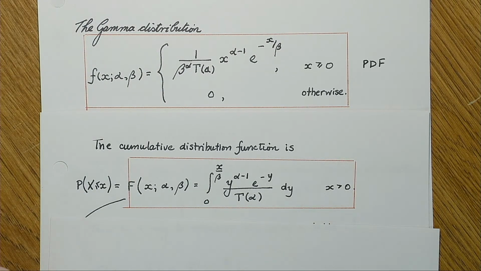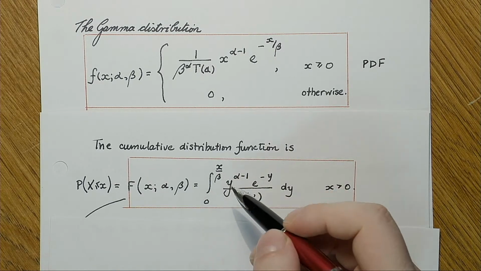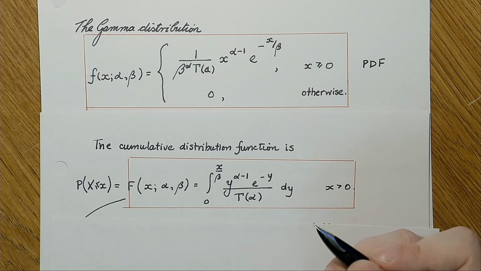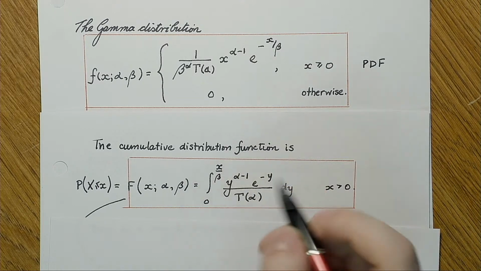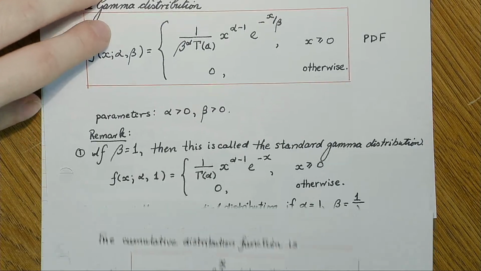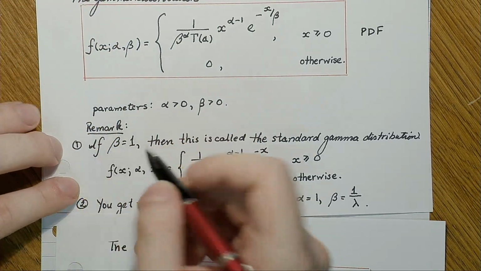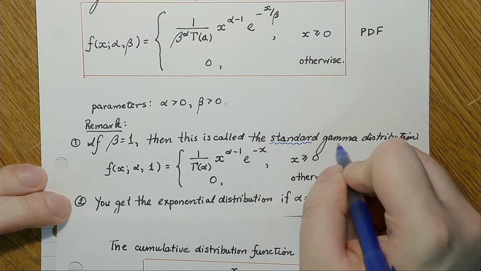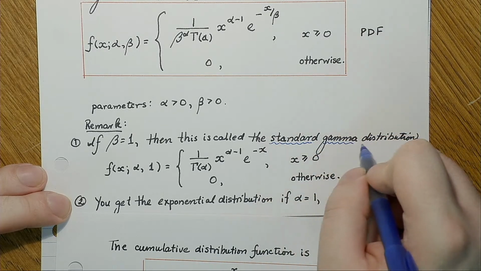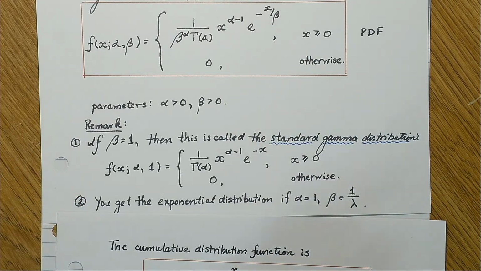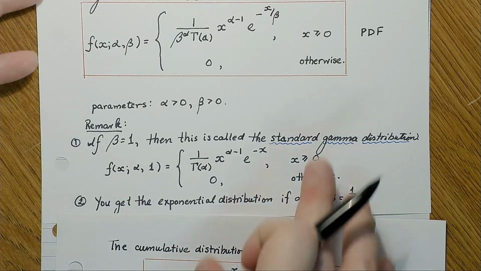Now what's interesting is that I'm not going from 0 to beta, but instead I'm going from 0 to x over beta. And the reason for that is because we can actually use a standard gamma distribution. And like I said, the standard is when beta is equal to 1. So just like how we had the standard normal distribution, we also have a standard gamma. And that means that we have a table that we can look up the values for the CDF.